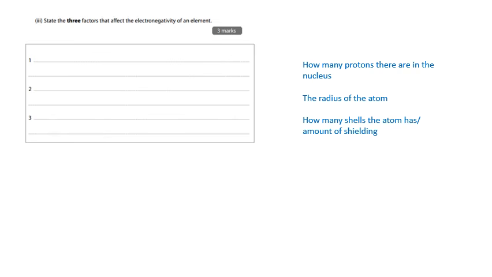The radius of the atom. Again, it doesn't ask us to explain, it just says state, but the smaller the atom is, the closer the electrons will be to the positive nucleus, so there'll be more attraction. And how many shells the atom has, because the shells, as well as making the atom bigger, actually shield, so there's less attractive force if you have another shell of electrons. So there you go, 3 factors which affect the electronegativity of an element.